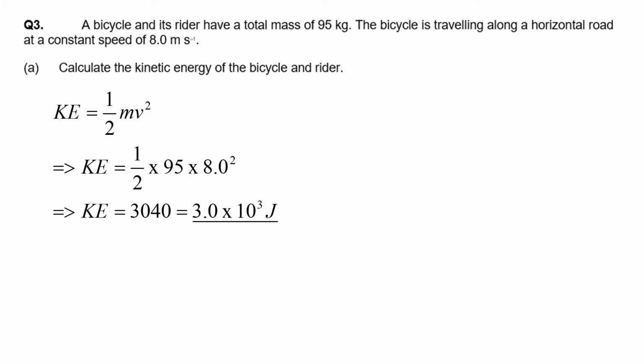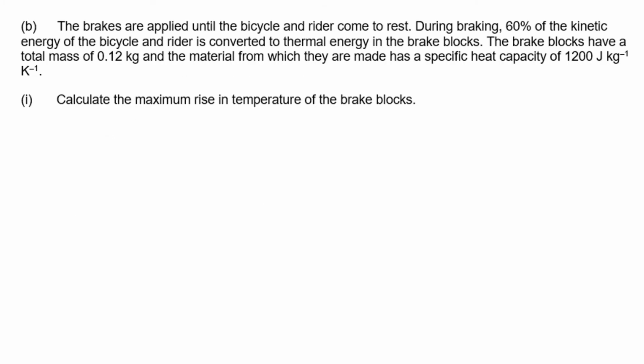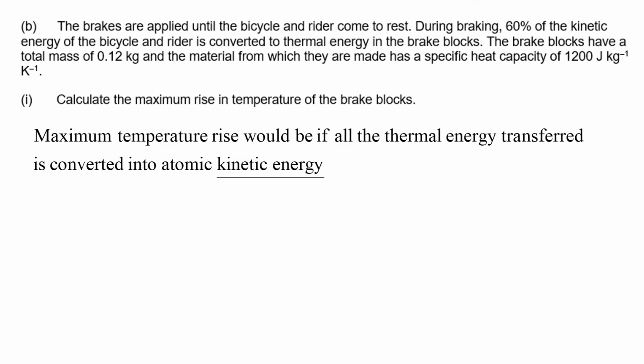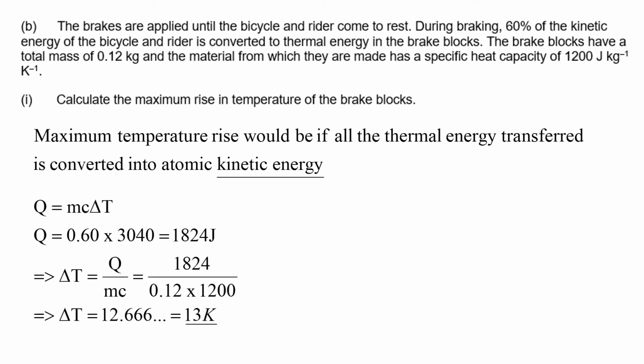So then for the next part, we want the maximum temperature rise in the brake blocks if 60% of the kinetic energy is transferred to the block. To get maximum temperature rise, what that means is that all the thermal energy transferred is converted into kinetic energy in the atoms. That's essentially what we're saying. So that's what this equation's for. It works out the temperature change and therefore the kinetic energy change when you apply thermal energy. So that's what we've done there, and rearranged it to get the temperature change, which we'd express as 13 Kelvin or degrees Celsius. That's fine too.